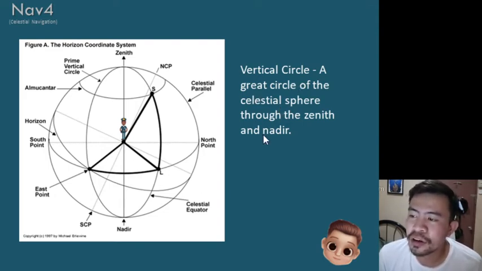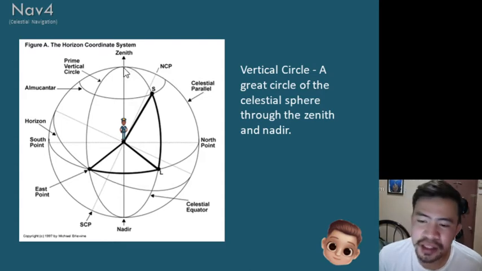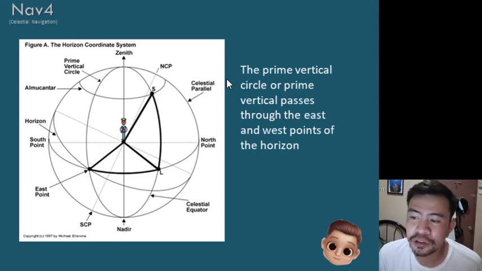So in the horizon coordinate system, or horizontal coordinate system, when a great circle passes through the zenith and the nadir, as I previously talked about, then we call that your vertical circle. You also have to take note that we have kinds of vertical circle, like the prime vertical circle or prime vertical, which passes through the east and the west points of the horizon. Take note that it passes through the zenith and the nadir, and also through the east point, and of course in this illustration on the other side, the west point.